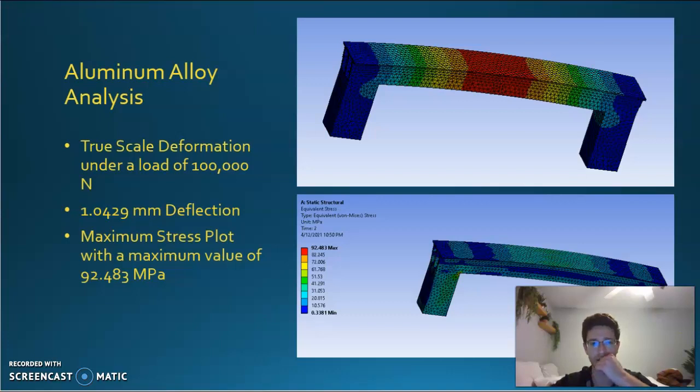So it was interesting to see that the deflection was larger, but the maximum stress was smaller.